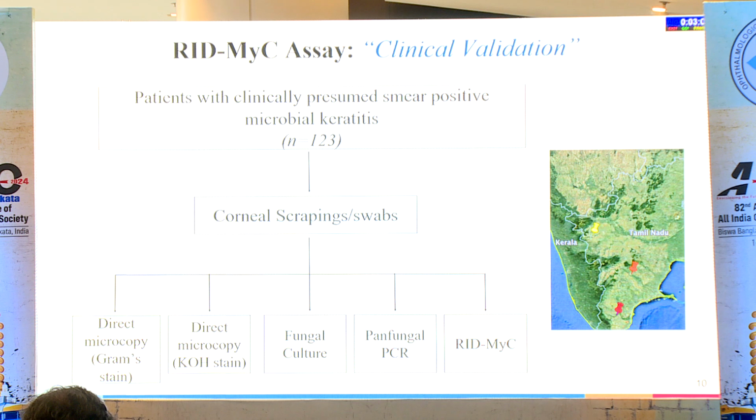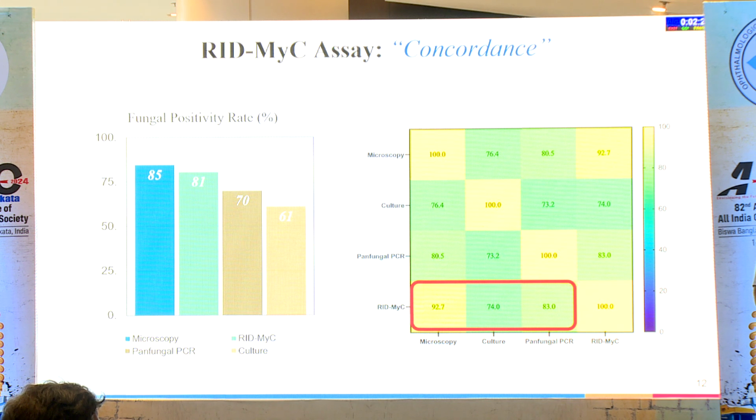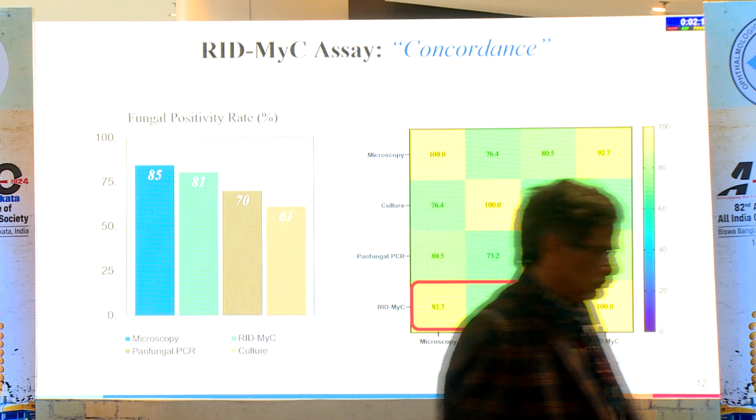Corneal swabs or scrapes were collected from 123 consecutive patients with smear positive microbial keratitis from three different tertiary eye care centers. Technicians were blinded to the results of the conventional tests. They performed the RIDMIC assay. For the real-time readout, we set a threshold of mean RFU plus 3 times the standard deviation from the RFU values obtained from 10 healthy donors. For the visual readout, photos of the sample tubes were presented to 3 masked observers who graded them positive or negative based on the color. The concordance between RIDMIC and microscopy was 93%, 74% with culture, and 83% with PCR.